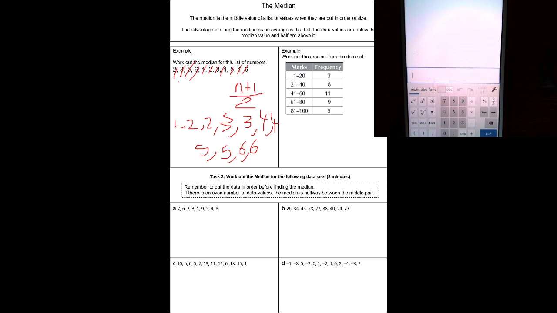Okay, so how many numbers were there? 1, 2, 3, 4, 5, 6, 7, 8, 9, 10, 11. 11 plus 1 is 12, over 2. I'm looking for the sixth value. So 1, 2, 3, 4, 5, 6.